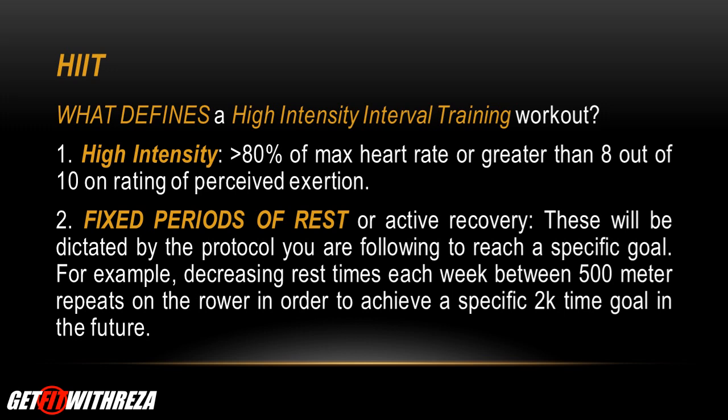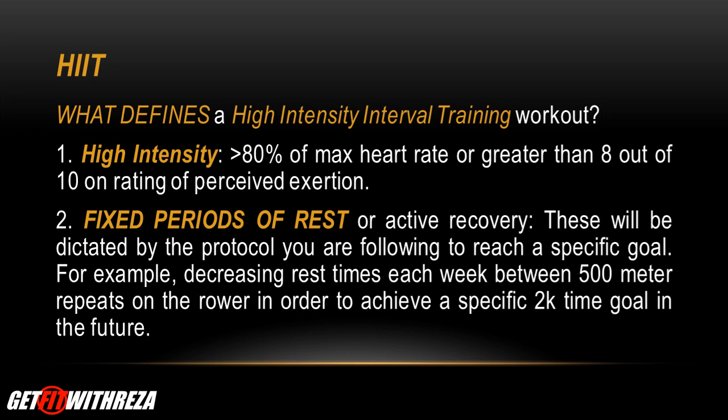For example, decreasing rest times each week between your 500-meter repeats on the indoor rower in order to achieve a specific 2K, 2000 meter time goal in the future. So you need to have those fixed periods of rest. Just like the Tabata protocol earlier on, you have fixed periods of 10 seconds rest between sets of 20 seconds. So HIIT must have the fixed periods of rest in between.